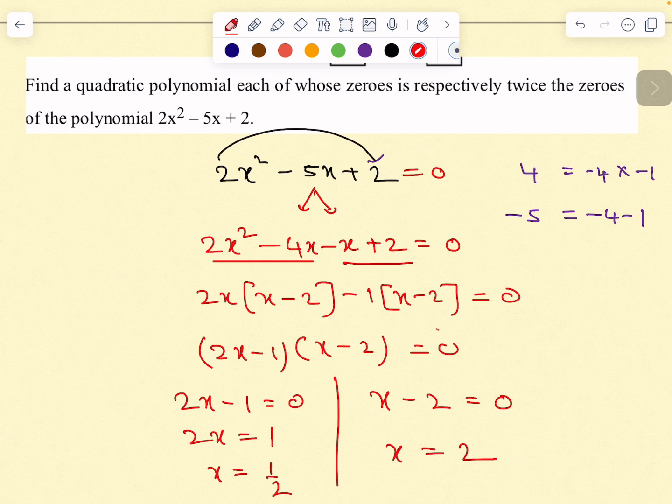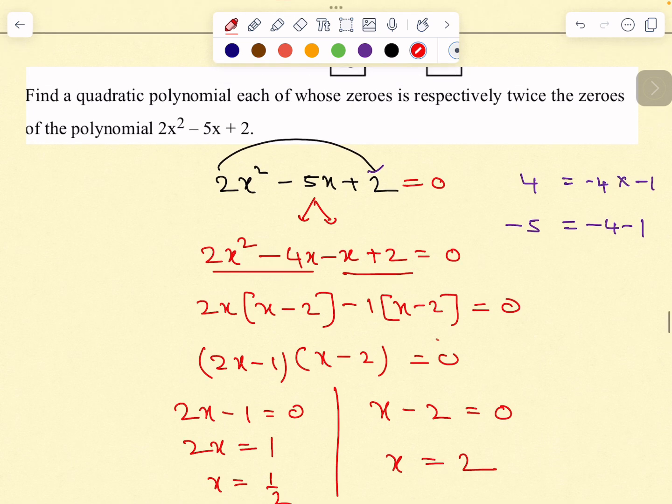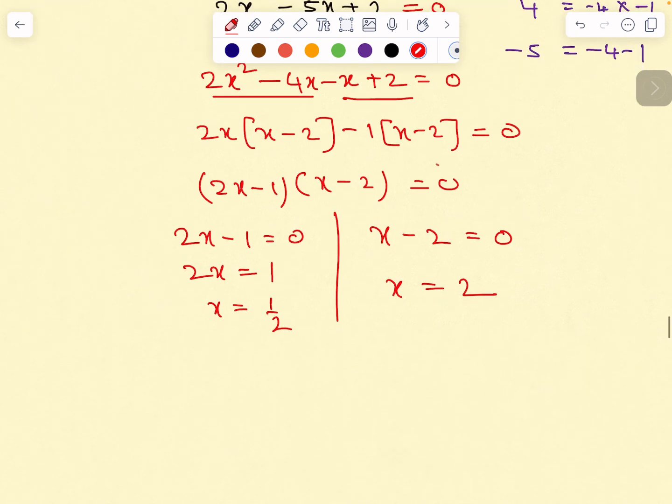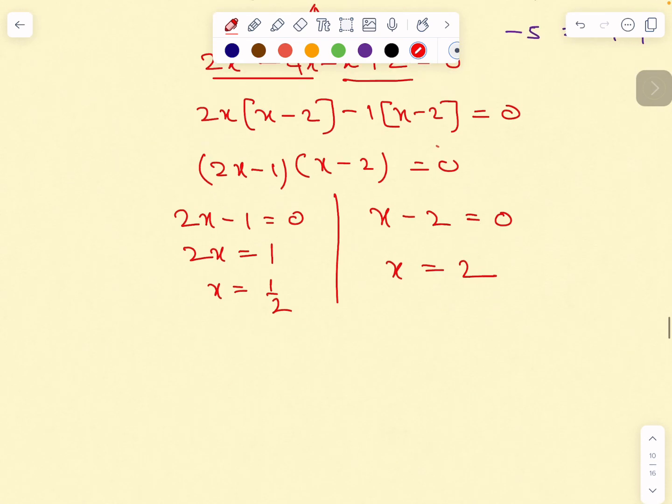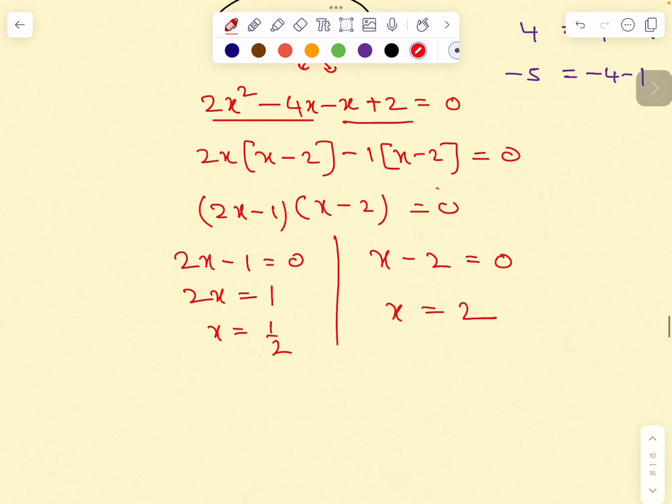These are the zeros of the given equation, x equal to 1 by 2 and x equal to 2. In the question they have given: find a quadratic polynomial each of whose zeros is respectively twice the zeros of the polynomial 2x square minus 5x plus 2. So we have the zeros x equal to 1 by 2 and x equal to 2. Just multiply with 2 and you will get twice the zeros.